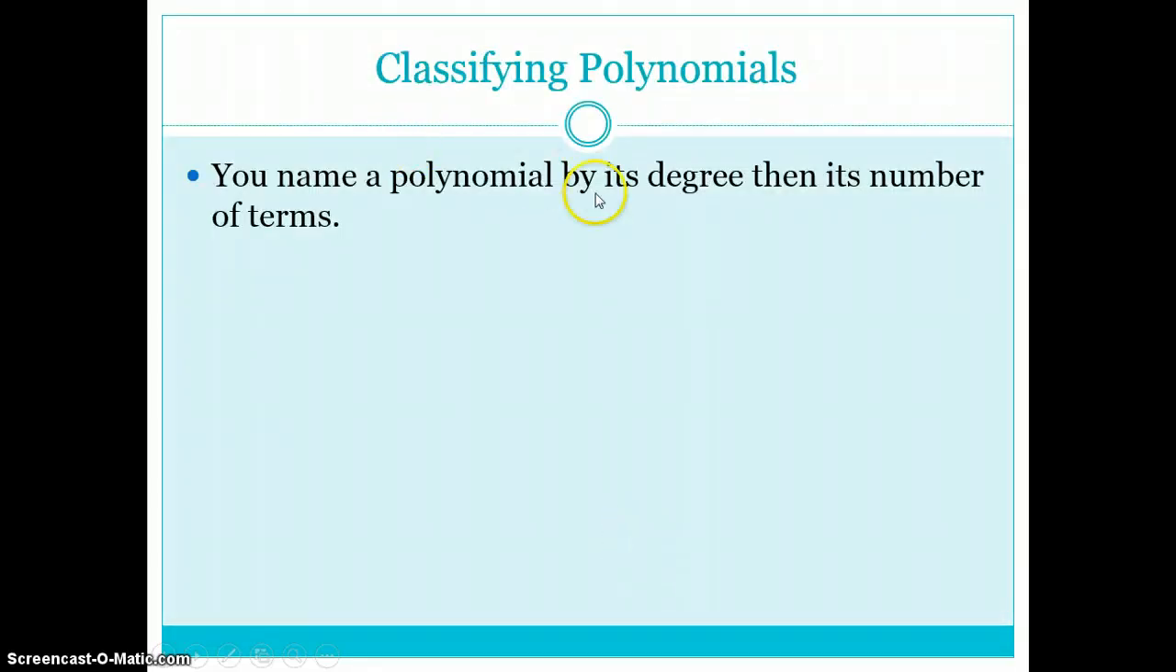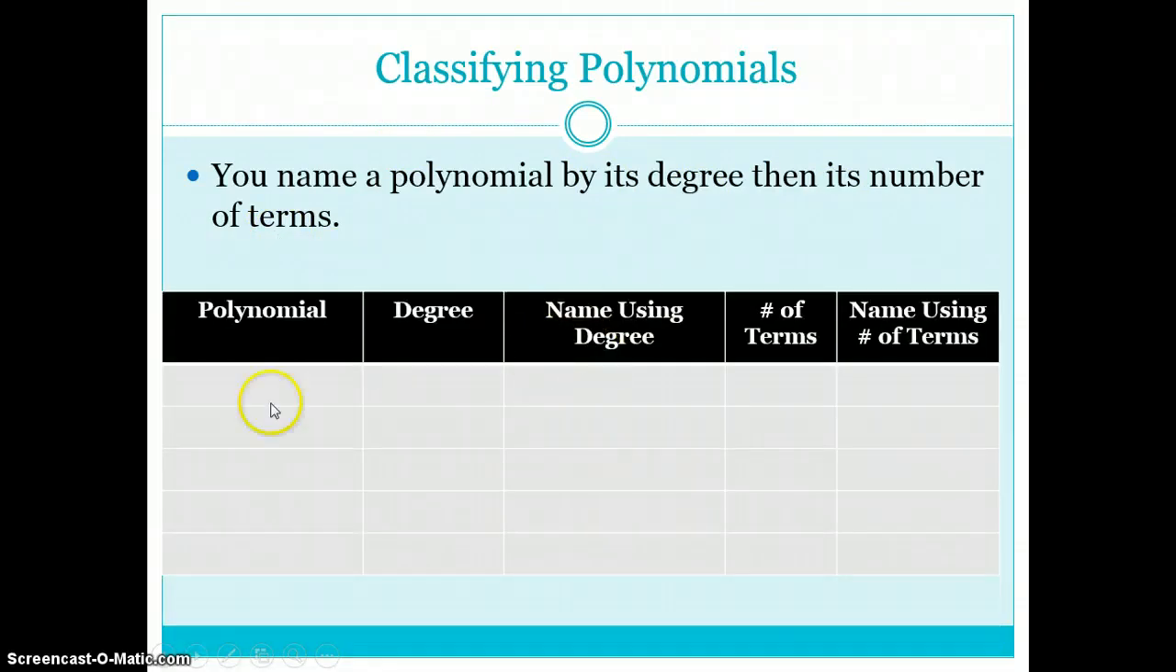All right. You name a polynomial by its degree, then its number of terms. And there's a chart in Chapter 9, and this is basically the chart. So let's take a look. Here's the polynomial. All right. It is a two-term polynomial, so it is a binomial. Its degree is 1. Right? The exponent on this x is 1. There's no other exponents. So the largest degree is 1. It's a first degree. Name using degree, this is linear. So anything with a 1 exponent is linear. That's a vocabulary term. Number of terms, 1, 2. So that's 2. Name using number of terms, it's a binomial. So this is a linear binomial.